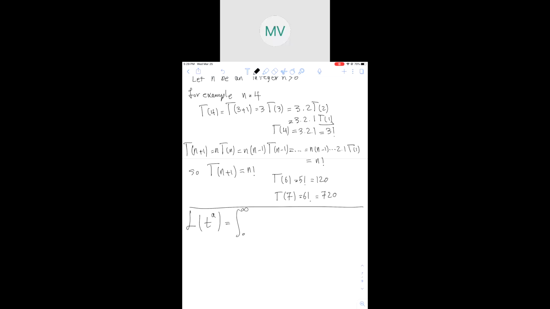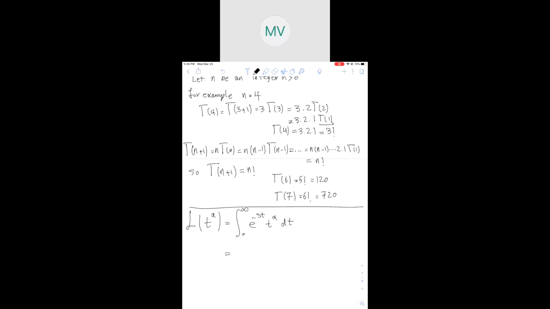Well, let's apply the formula. It's going to be the integral from 0 to infinity of e to the negative st, right? And then t to the a dt. Good? All right. How am I going to do this one? I'm not going to do it by parts. Because when you do by parts, it's going to be t to the a minus 1. It's not very useful, right? It's like you're finding the Laplace of t raised to a minus 1.